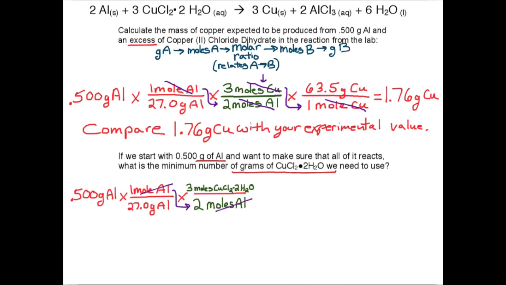Now we have to convert moles of copper chloride dihydrate into grams of copper chloride dihydrate using the molar mass. Once again, the moles will cancel out, leaving us with grams. And a little calculation, and we find 4.74 grams of copper chloride dihydrate were the minimum amount needed to fully react with the 0.5 gram of aluminum.